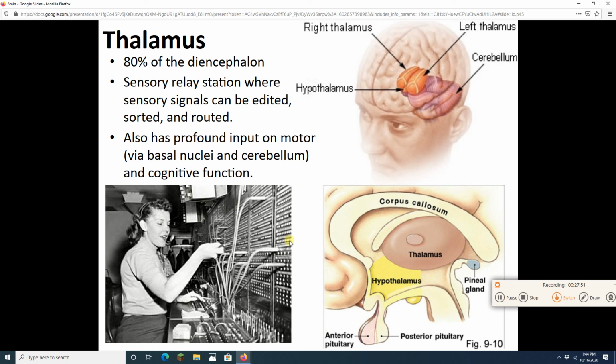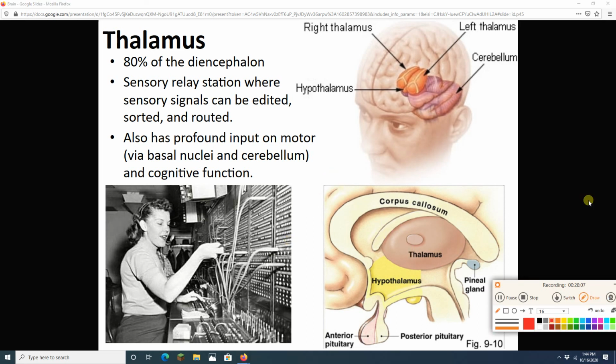It does have cognitive jobs. I mean, it is a big part of the brain after all. It does have motor input, because it talks to the basal nuclei and talks to the cerebellum. So, the thalamus. And by the way, the 2 halves of the thalamus are connected. We saw this in lab by this little oval right here, which is called the interthalamic adhesion.